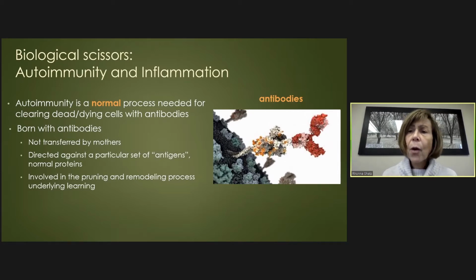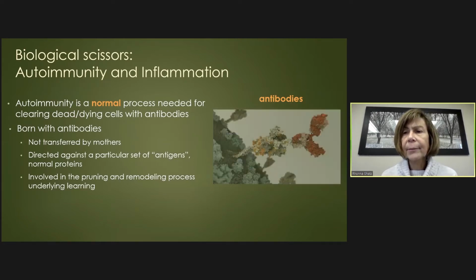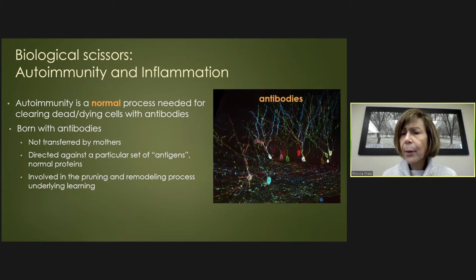And it turns out we're born with these antibodies. They're not transferred by mothers. They're already directed against a particular set of proteins or antigens that are normal. And they are involved in the pruning and remodeling process that underlies learning. And here's an example of these antibodies attacking the normal cells in our brain.